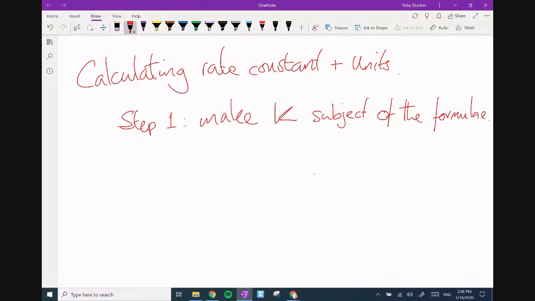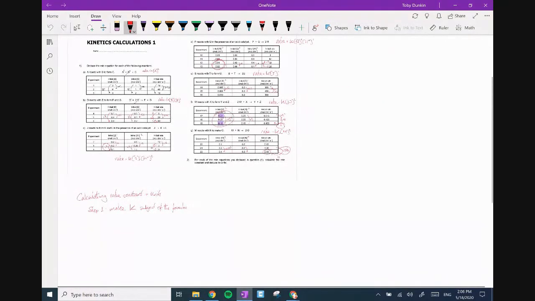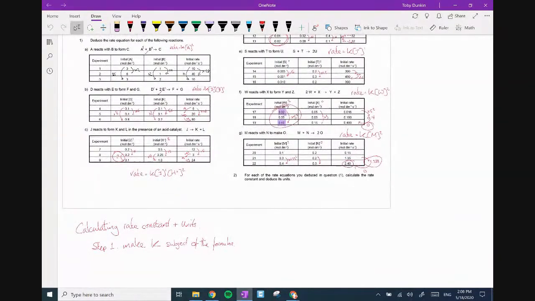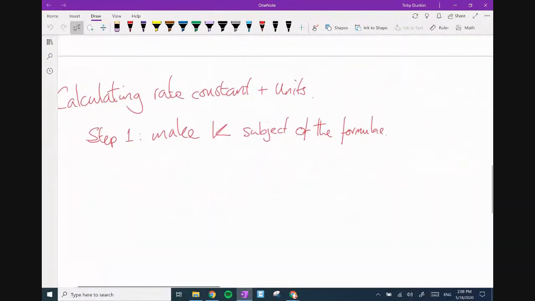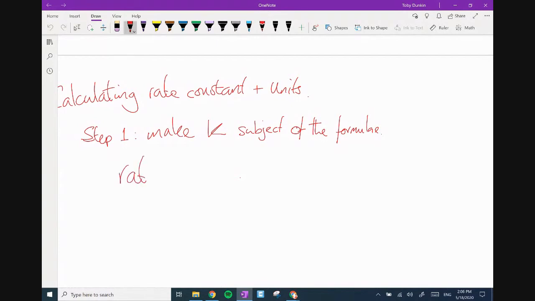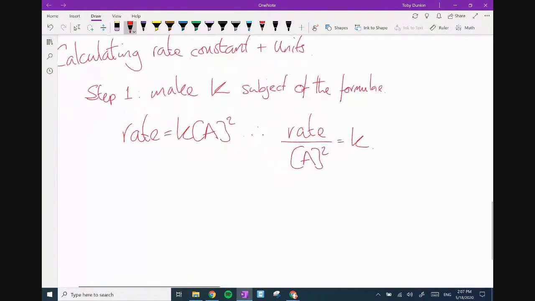Subject of, there we go, of the formula. Let's do the first one. Use the first one as our example to be able to do this. So rate equals k, a to the power 2. So step 1, rate equals k, a to the power 2. Well, that's not hard, is it? Rate divided by a to the power of 2 will give me k. This is not complicated, guys. This is simple maths. Yeah?